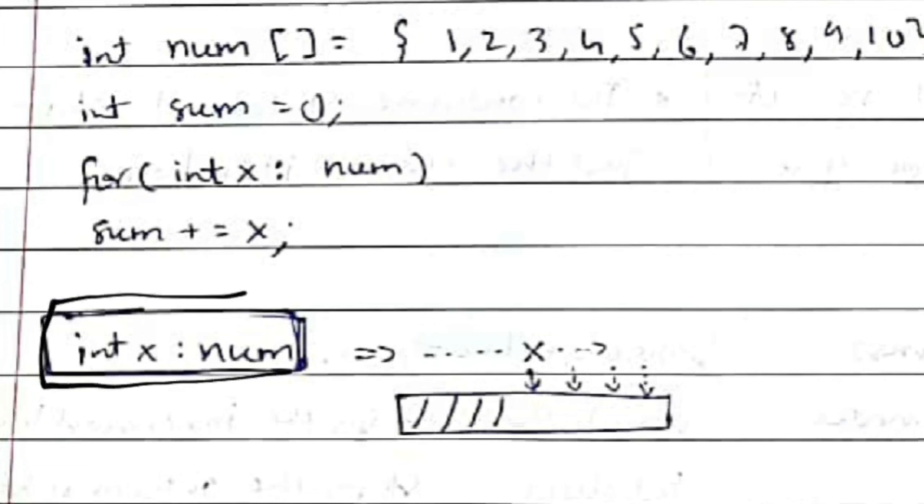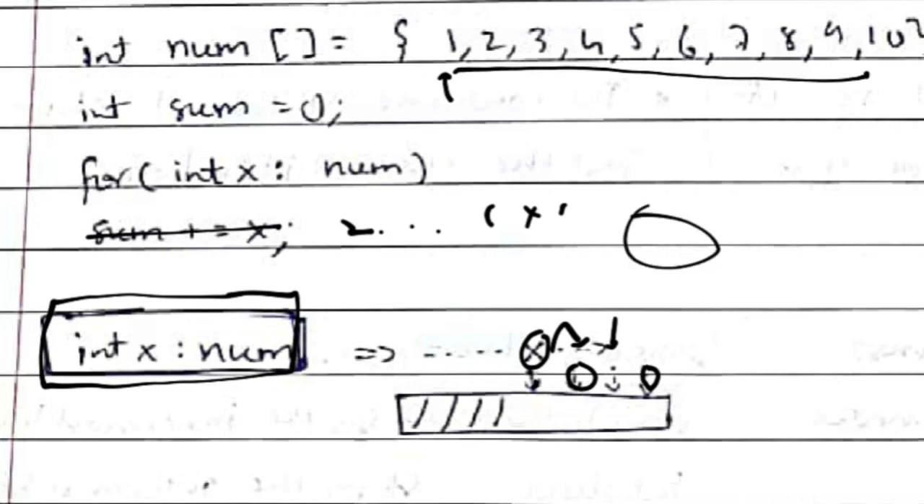See here, int x colon num is actually the following operation. x will be accessing each value, and then it will be passing on to the next value, okay, till the last value. And you can edit this code here also, like if you want to display all these values, you can write here system.out.println x value, okay. So at that time all the values from 1 to 10 will be displayed, okay.